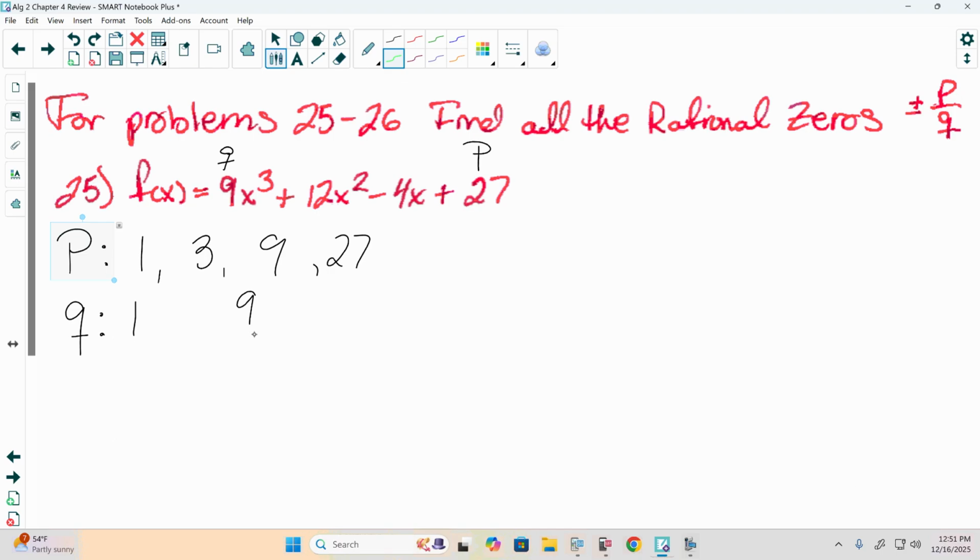Q is the factors of the leading coefficient, the number in front of the variable without an exponent. So we're looking at the factors of 9, which is going to be 1 and 9, or 3 and 3. Now, even though 3 shows up twice, we're only going to write it once, because any factors that we would have for the first factor of 3 for Q would be the exact same numbers as the second one. They're just going to be repeated.